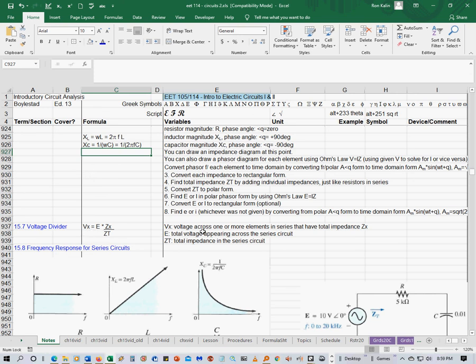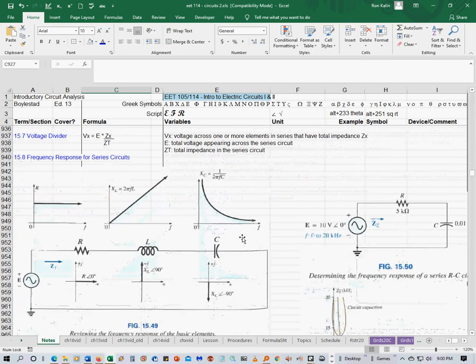The voltage divider is the same as in DC circuits. So the voltage across one or more elements, Vx, that have a total impedance of Zx. So the voltage across a single element equals the total voltage appearing across the series circuit times Zx divided by Zt, which is the total impedance in the series circuit.